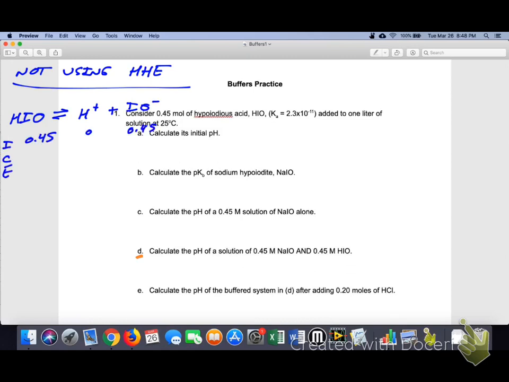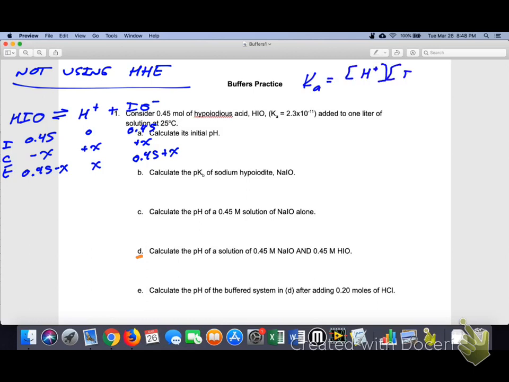But I'm going to write my expression. I have the weak acid breaking down into H plus and IO minus. And I can then say that the acid concentration starts at 0.45, but the common ion, the conjugate base concentration, also starts at 0.45. So that's different than what we had before, right? There is quite a bit of the common ion already in solution.